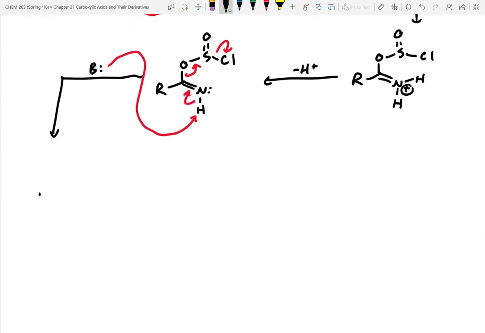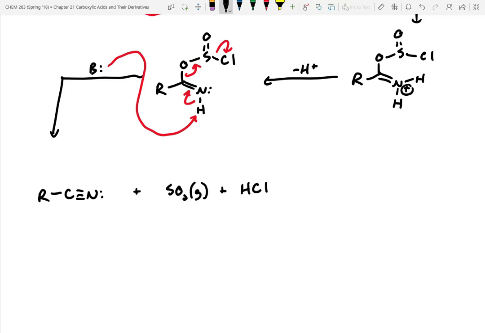So now once you've done that, you've got your carbon-nitrogen triple bond. That's one of your products. You've got your sulfur dioxide gas, which bubbles out of solution as stinky. And you kick off HCl as well. Does that make sense? It's a pretty good reaction for converting amides to nitriles. There's just a lot of arrow pushing involved.